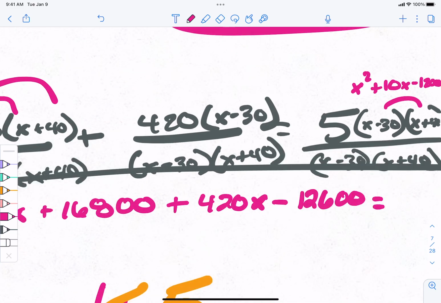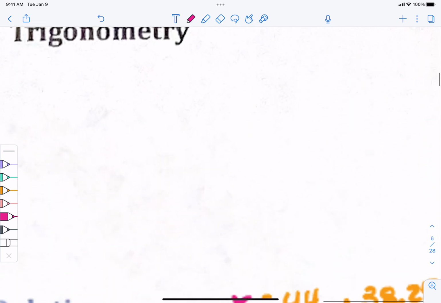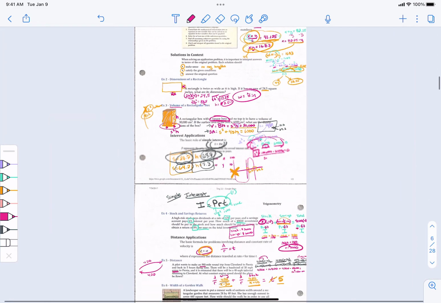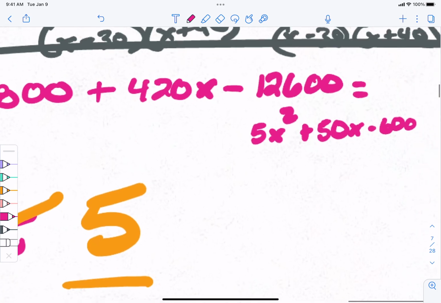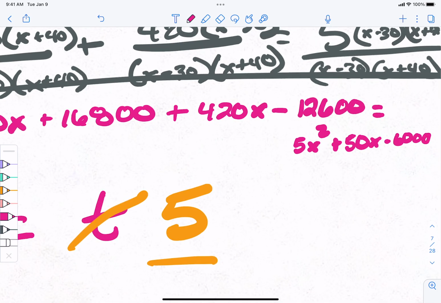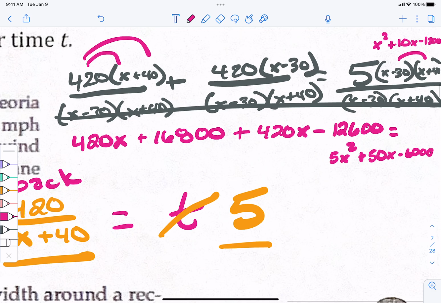If you FOIL the x minus 30 and x plus 40, because I need to use both of them, you'll get x squared plus 10x minus 1,200. Now multiply it by 5: 5x squared plus 50x minus, what's 1,200 times 5? 6,000. There you go. Okay, all right. Now what?